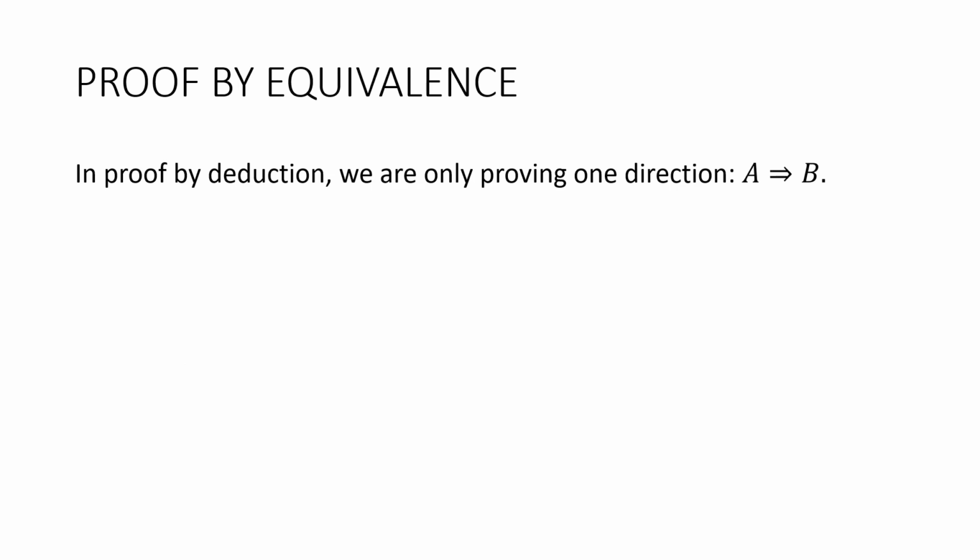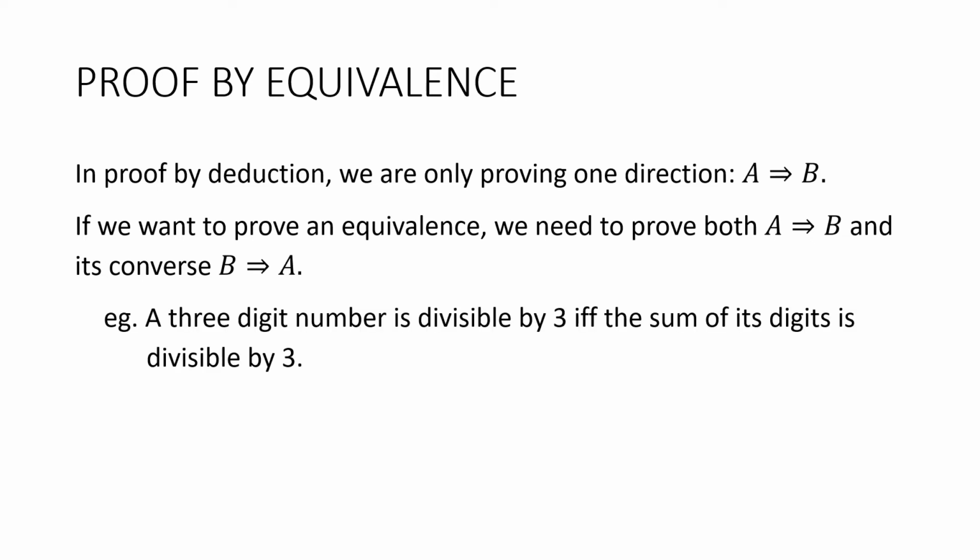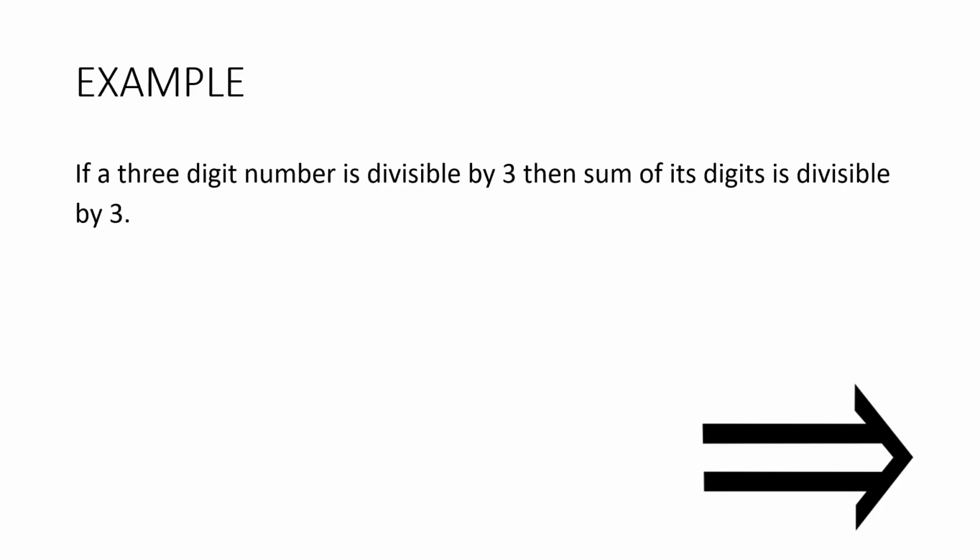Now, in proof by deduction, we are only proving one direction. If A, then B. But if we want to prove an equivalence, then we need to prove both directions. If A, then B, and the converse, if B, then A. Here's an example. A 3-digit number is divisible by 3 if and only if the sum of its digits is divisible by 3. So let's start by proving if A, then B.